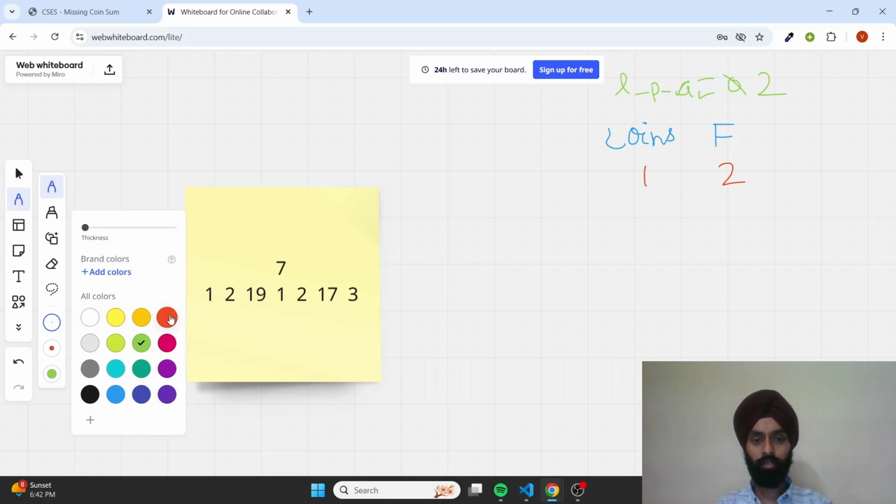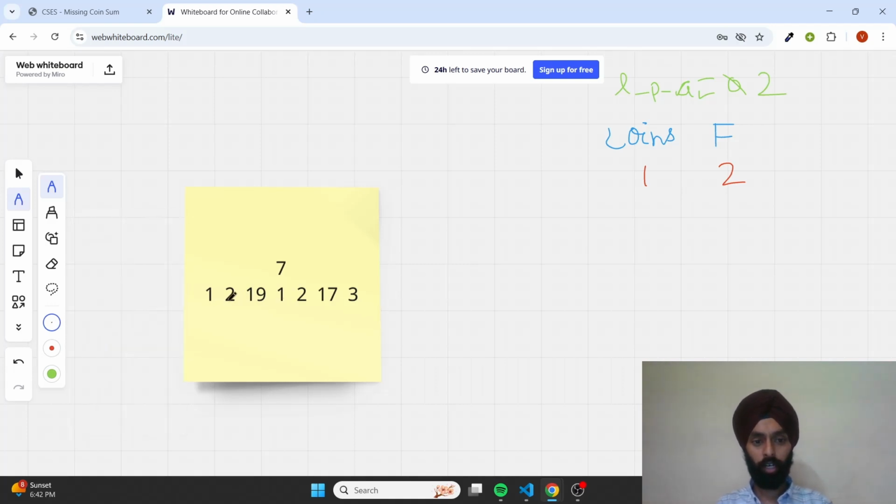The next coin is 2. We have two occurrences of 2, so the frequency of the 2 rupee coin is 2. So can we pay all the amounts which are less than 2? Yes, we can pay all those amounts because the largest payable amount is 2. That means we are not concerned about the amounts which are smaller than 2.